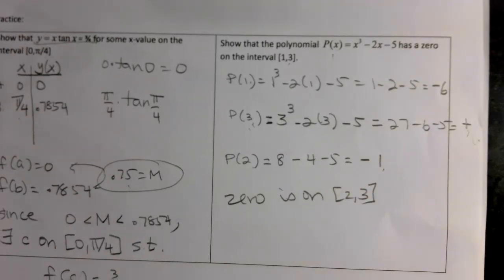We could narrow it down again by cutting it in half, taking 2.5 and seeing if that is positive or negative, just to try to figure out where exactly it's going to change signs from being negative to being positive. Okay, so that's how you can use your intermediate value theorem.